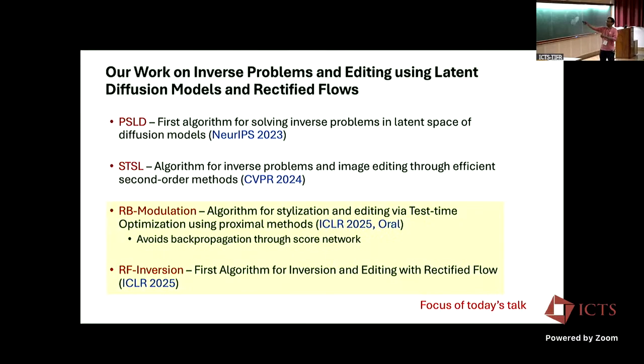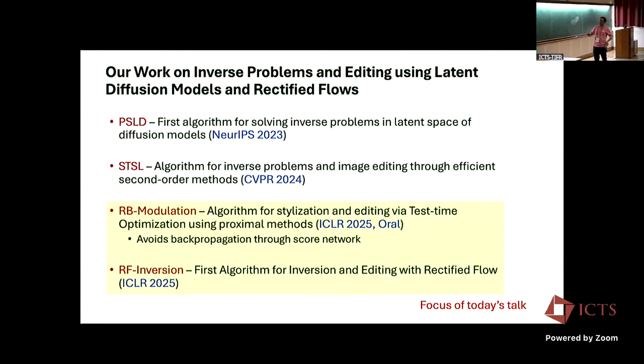Okay, so this talk is about a series of 4 papers with very little emphasis on the first 2 and more on the second 2. We started working on this in 2022, and we developed PSLD, posterior sampling with latent diffusion, which was the first algorithm to actually solve these kinds of inverse problems in the latent space of diffusion models. We talked about DPS yesterday. How do you do DPS in latent space is essentially what PSLD is.